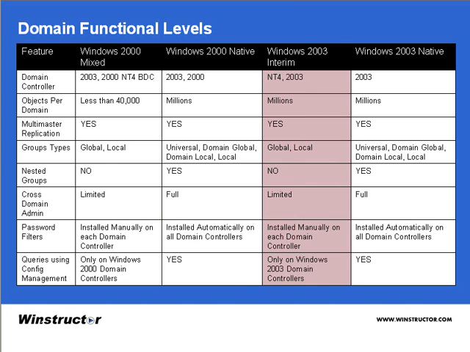The 2003 Interim level allows a Windows 2003 domain controller to interact with domain controllers running Windows NT 4 or Windows 2003. This level does not support domain controllers running Windows 2000. And finally, we have the Windows Server 2003 Native Domain Functional level. This level is only available when all of your domain controllers are running Windows Server 2003.